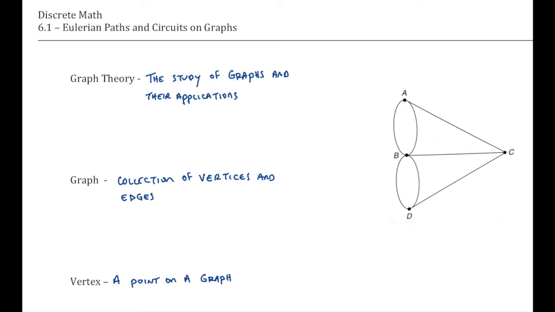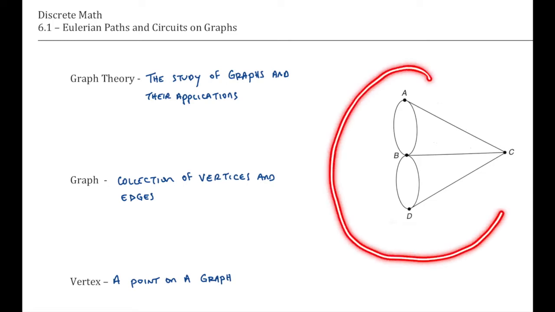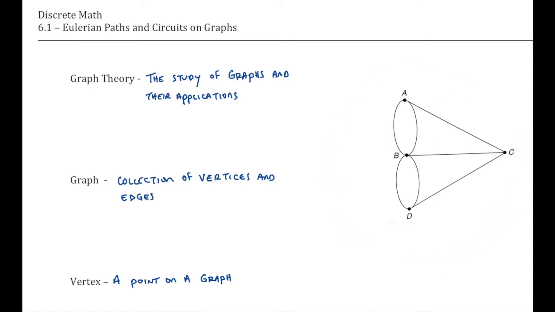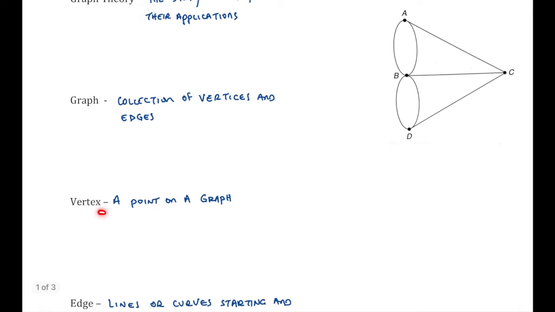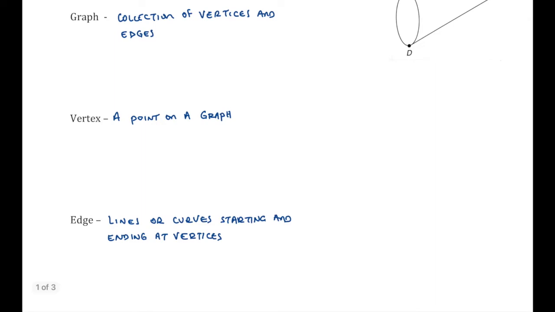and edges. I'll get to more of those. Over here on the right is an example of a graph we saw in class. Now I mentioned it's a collection of vertices and edges. A vertex is just a point on the graph. So my graph on the right has 4 vertices: vertex A, vertex B, vertex C, and vertex D. A vertex is a point on the graph. An edge is a line or curve that starts and ends at vertices.